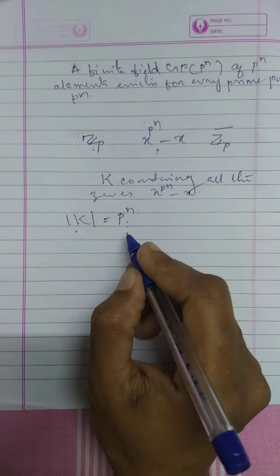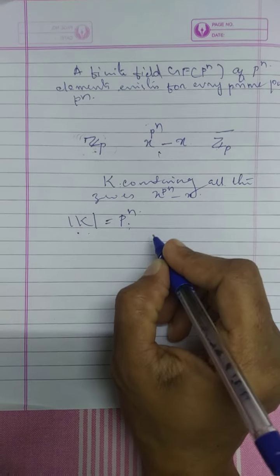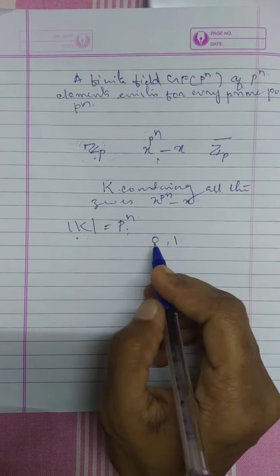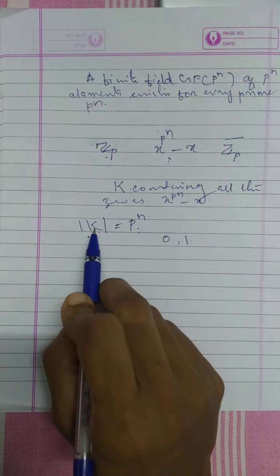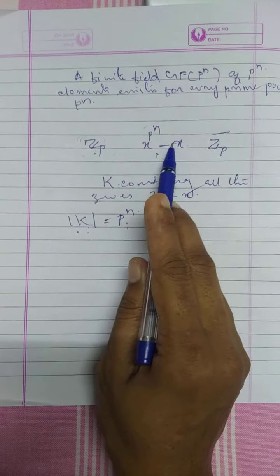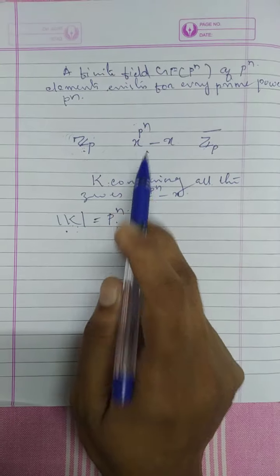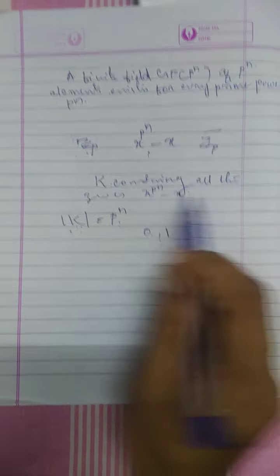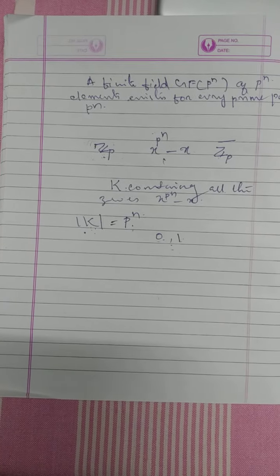What about the additive and multiplicative identity? What is the additive identity here? 0. Multiplicative identity, 1. Are 0 and 1 in K? What is the condition for being in K? What did we say the elements of K are? They are the zeros of the polynomial x raised to p raised to n minus x. So clearly 0 is a zero of this polynomial, and 1 is also a zero of this polynomial. So the additive and multiplicative identities belong to K, since they are the zeros of the polynomial x raised to p raised to n minus x.